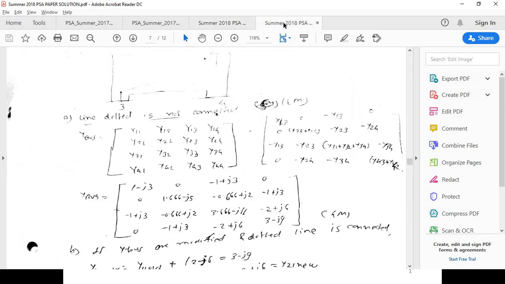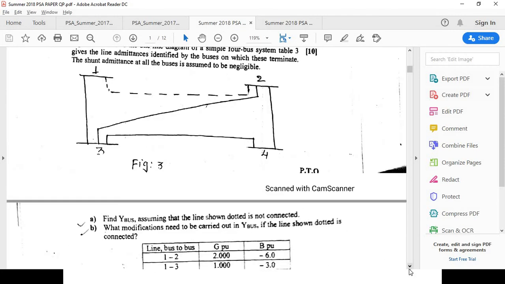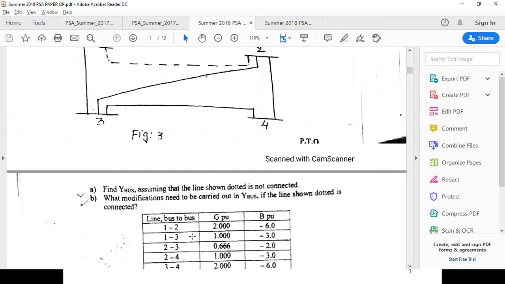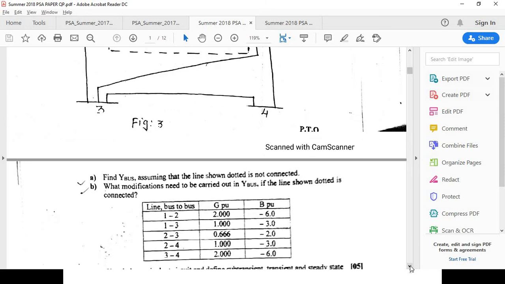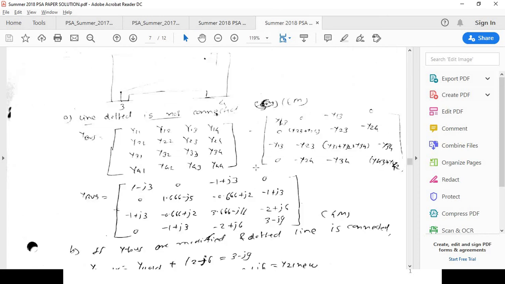Okay, now we have the admittances from the table. For example, in the table, what is the bus admittance? Y12 is 2 minus j6, Y13 is 1 minus j3, Y23 is 0.666 minus j2, Y24 is 1 minus j3, Y34 is 2 minus j6. Similarly, if we add these admittances, you will get this Y-bus matrix. So you have the idea about all the admittances, and which admittances need to be added for the diagonal elements, from which you get this final Y-bus matrix.